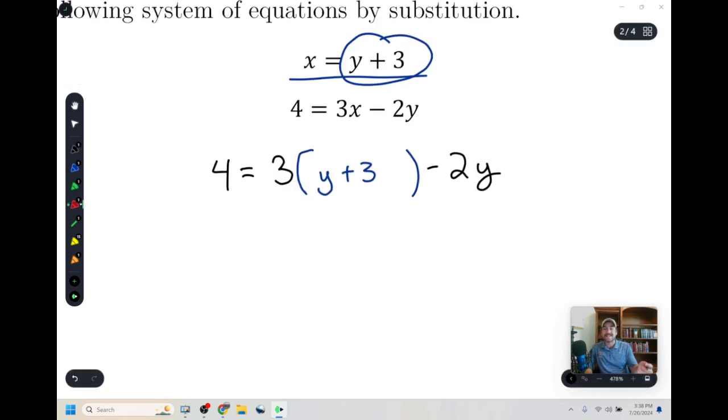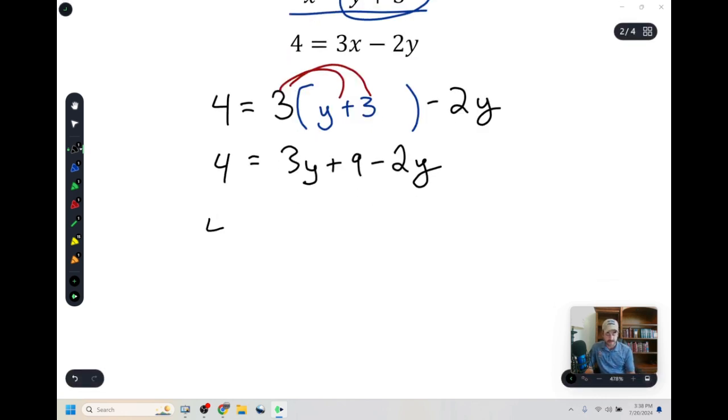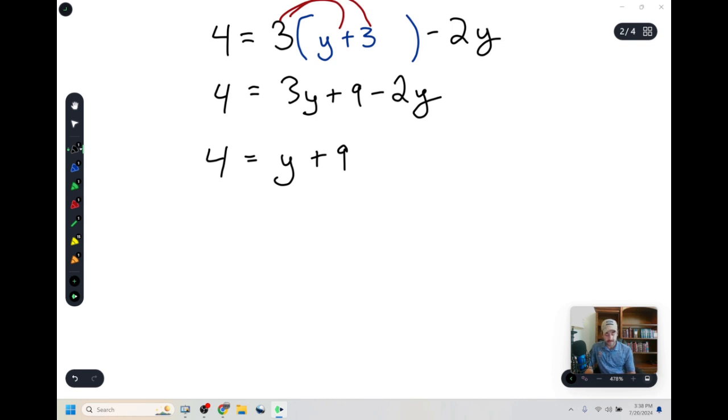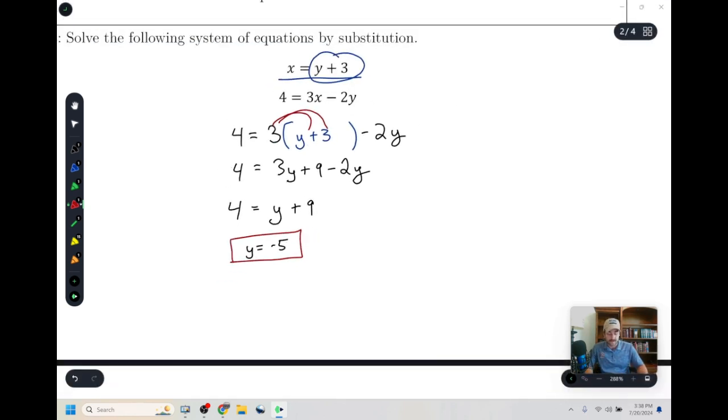Remember that DCMAM, don't call me after midnight. Distribution's always first, so distribute. 4 equals 3y plus 9 minus 2y. Do a little combining of like terms to make our jobs a little easier. 3y minus 2y is regular y, y plus 9. Move the 9 over and you get y equals negative 5. That's not a solution set, that's just one half of it. That's just the y value.